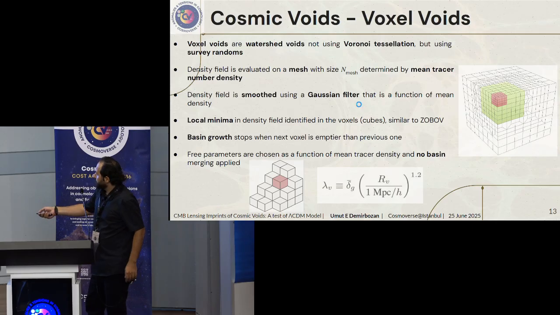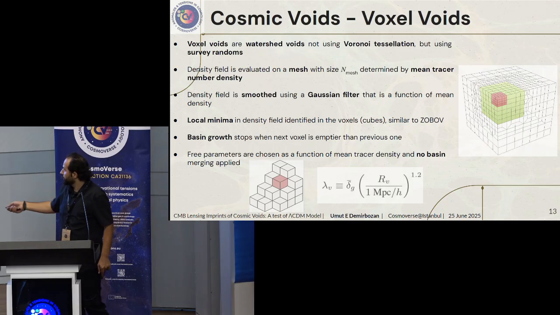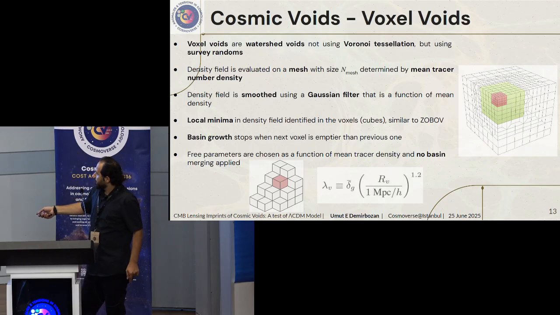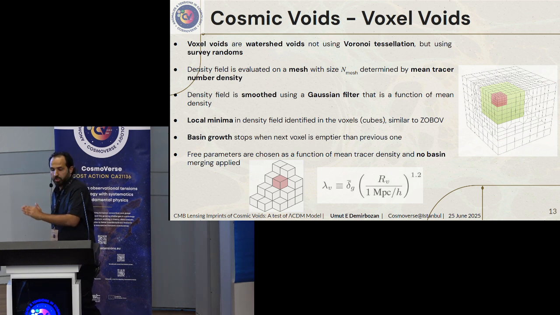Also very important, there is this lambda parameter coming from the REVOLVER code for voxel and also ZOBOV. This is the void effective radius, and this is the void density. It's a function with an exponent of 1.2, because in a paper it has been shown to correlate with the gravitational potential of the voids.